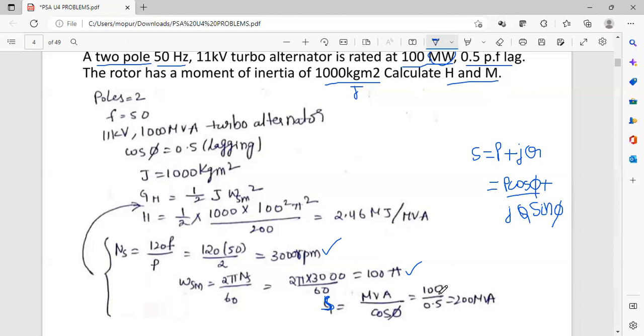So MVA is 100 by 0.5. So this is 200 MVA.